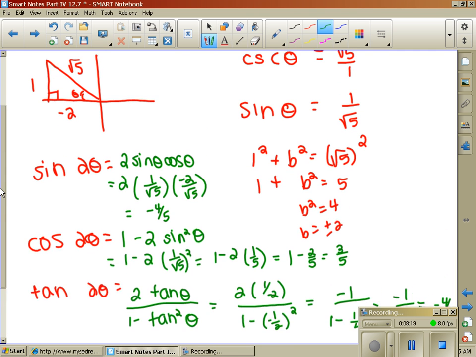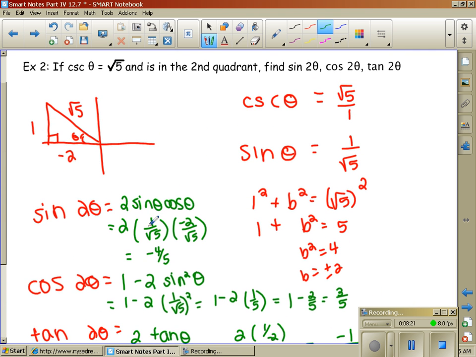Okay, so for sine 2 theta, 2 sine theta, cosine theta. Sine is 1 over the square root of 5. Cosine is negative 2 over the square root of 5. 2 times 1 times negative 2, negative 4. Square root of 5 times square root of 5, 5.